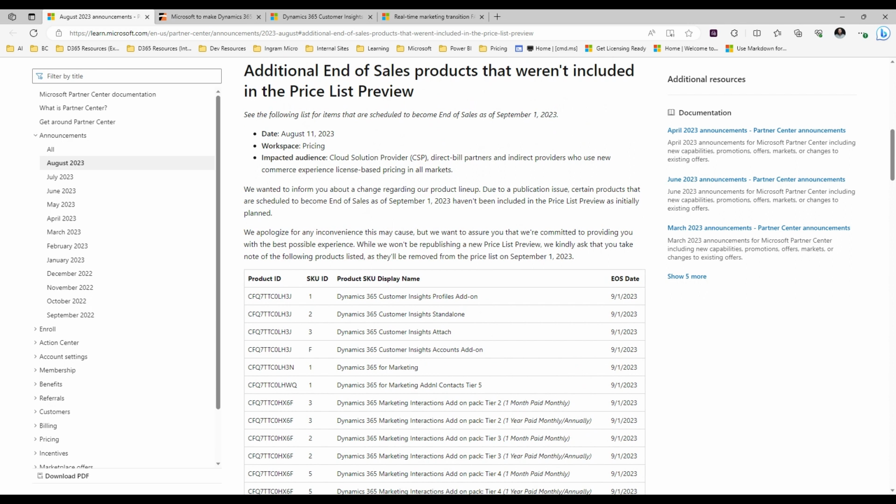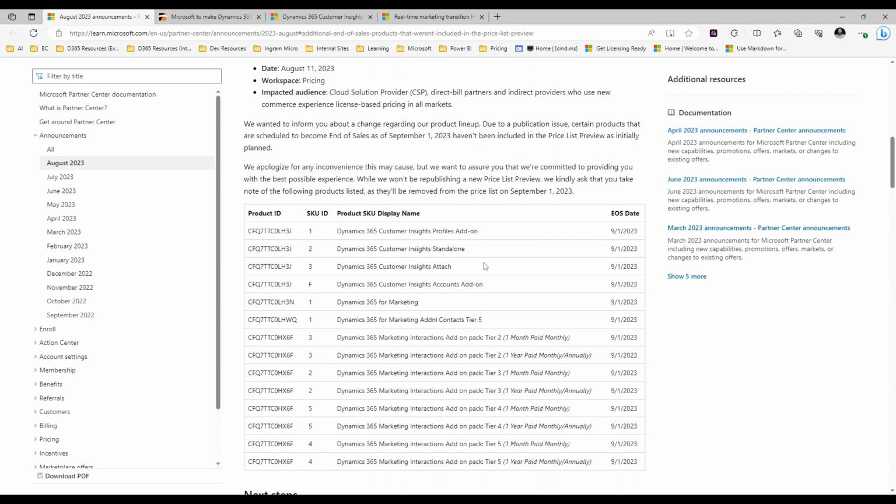So what it says here is that there are certain products that are scheduled to become end of sales September 1st, 2023. That is only a couple of weeks from now. And what are the products that are going end of sale? It is Customer Insights and related SKUs, as well as D365 Marketing and related SKUs. Now, before you panic, end of sale is very different from end of life, but it does leave some questions. Luckily, Microsoft does have some FAQs around this.